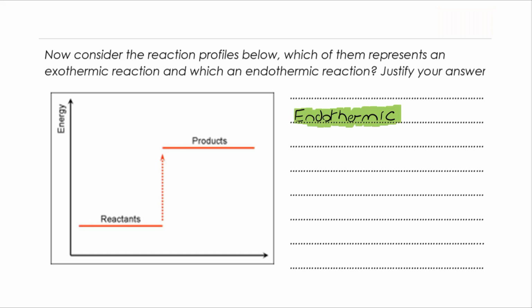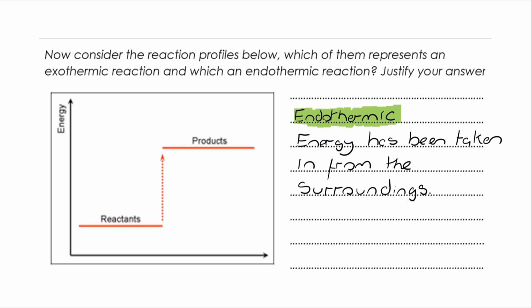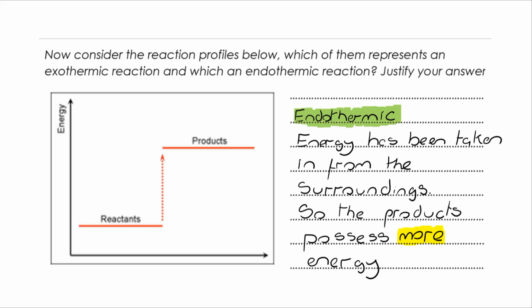Now, in the first instance, it's important to say that this represents an endothermic reaction. How do we know it represents an endothermic reaction? Well, energy has been taken in from the surroundings. That is obvious from this graph, but why is it obvious? Well, it's because the products have got more energy than the reactants had. So that must have come from somewhere. That's the energy that's been taken in from the surroundings.